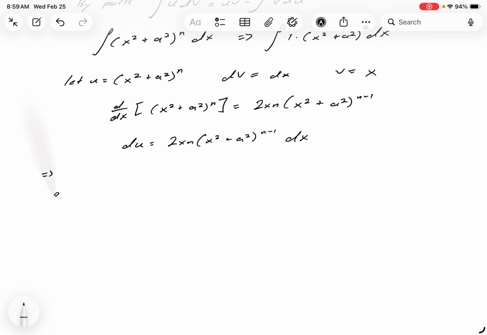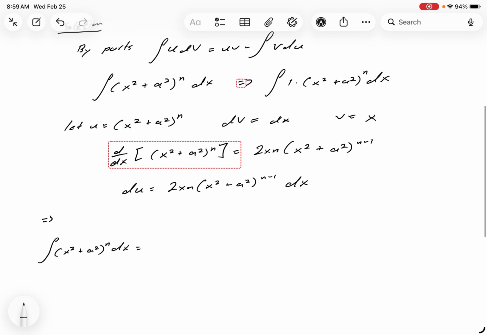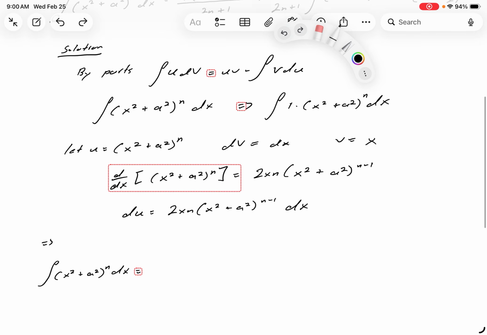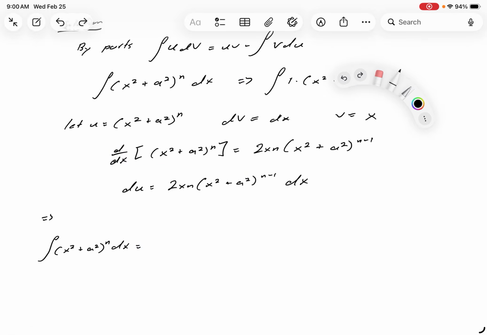So this is equal to the integral of (x squared plus a squared) to the n power dx, which is the integral right here, right? Just rewrite that. It is basically equal to, just write this, but with the variables that we already found. So that is going to be that v, remember our v is x, it says right here v equals x. So v multiplied by your u, which you found.